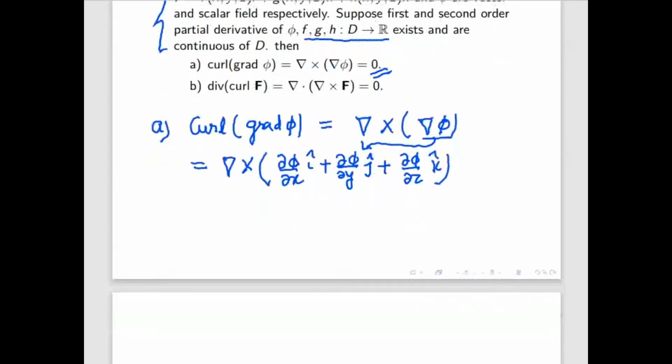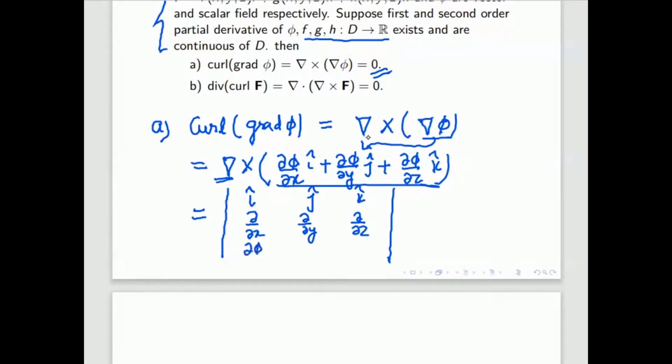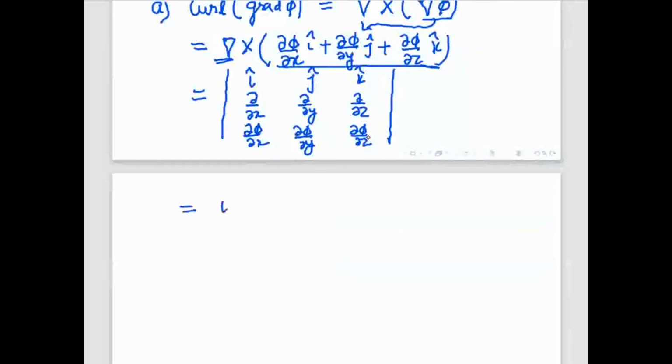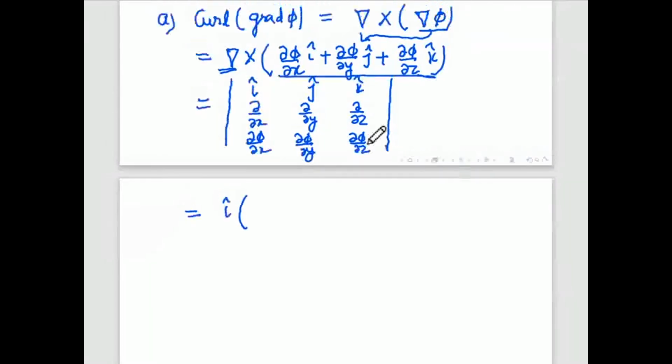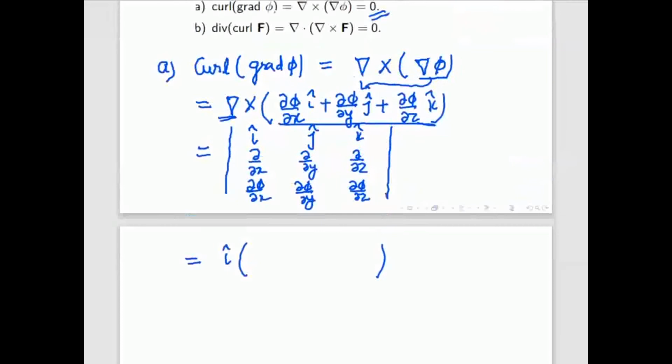Now we'll take the cross product. That means we have to write it as a determinant. The first row is i, j, k. Then this one has three components, del by del x, del by del y, del by del z. And this vector also has three components, del phi by del x, del phi by del y, and del phi by del z. So now what is the cross product of this? What is the i cap component?